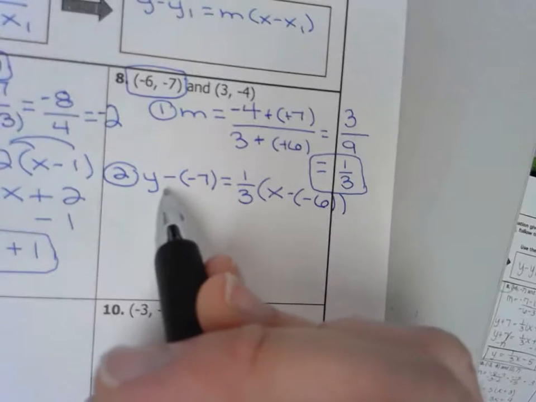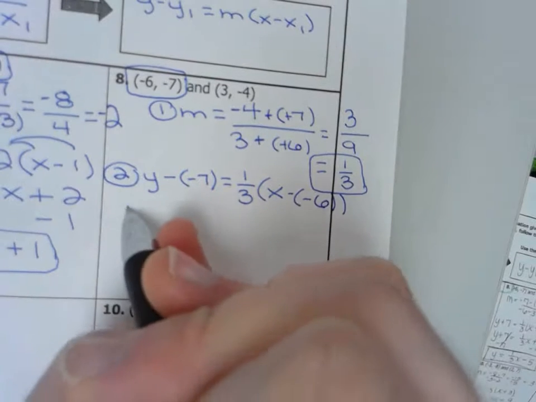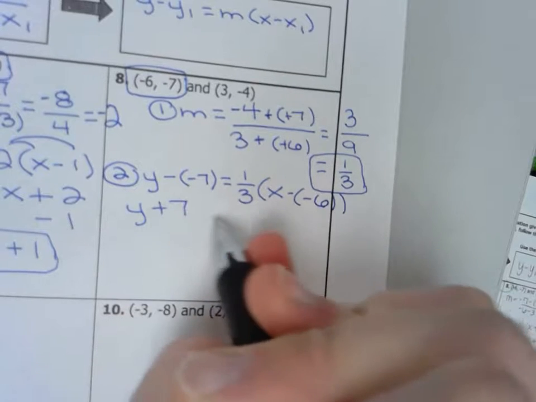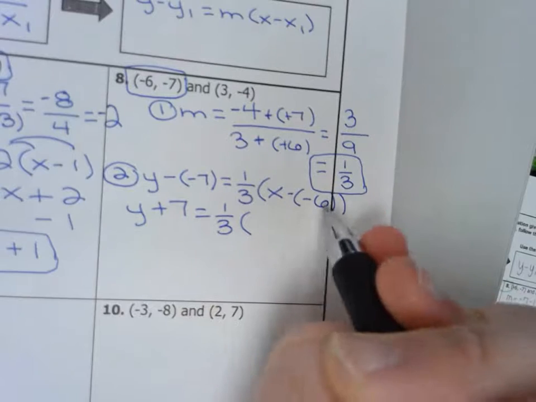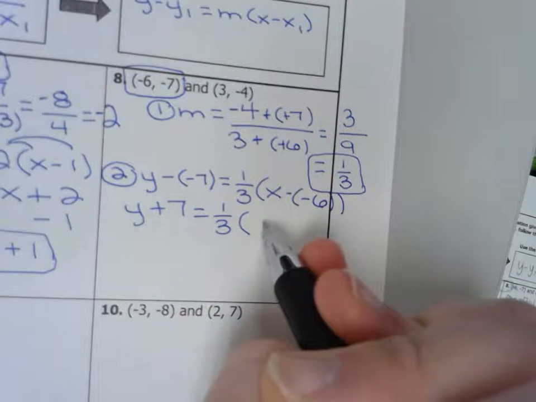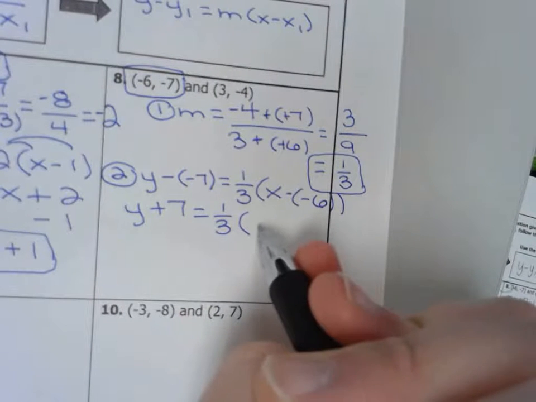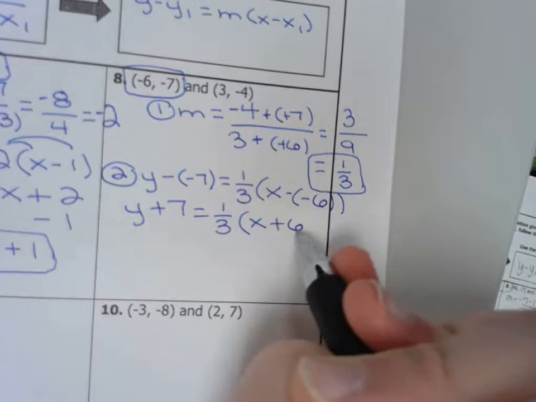Y minus -7 becomes what? Plus. Y plus 7 equals 1/3 times x minus -6, which becomes what? Plus. X plus 6.